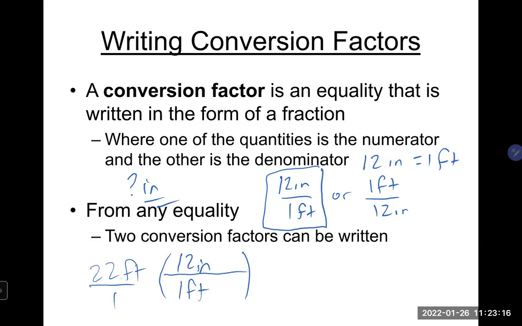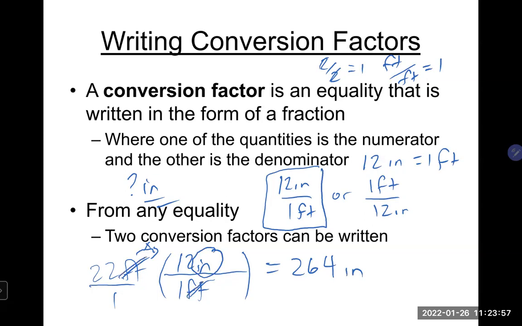Basically, feet will cancel each other. It's the same idea as when you take 2 divided by 2, it equals 1. If you take feet on top and feet on the bottom, it equals 1. They cancel each other out. What we're doing mathematically when we set it up like this is multiplying everything on top and dividing by everything on the bottom. Most of the time you don't write the 1 there on the first guy. So we would take 22 times 12, and it would give us 264 inches. Inches is the only unit left. Again, the feet will cancel each other out.